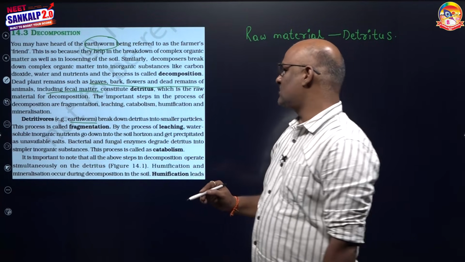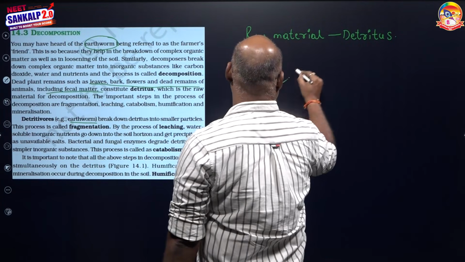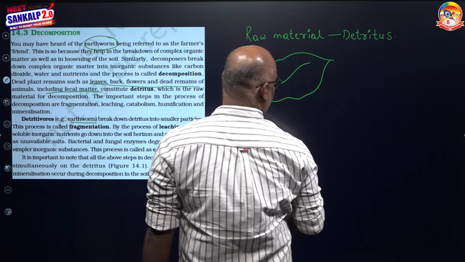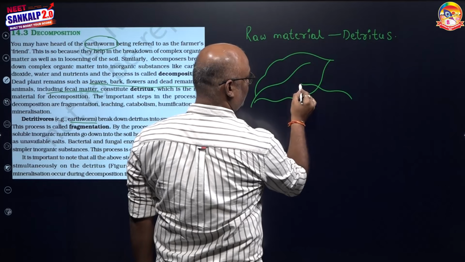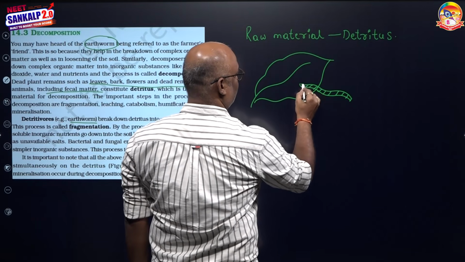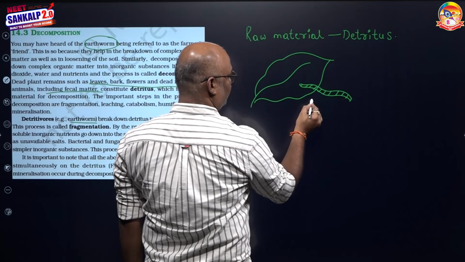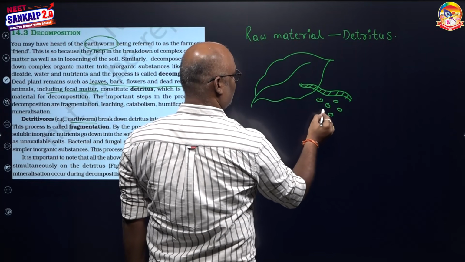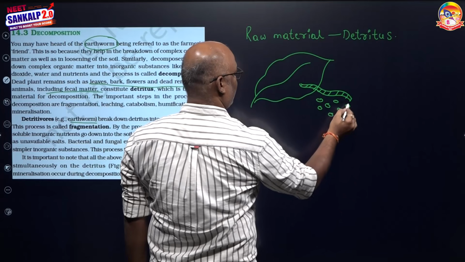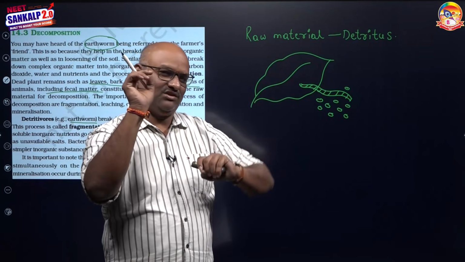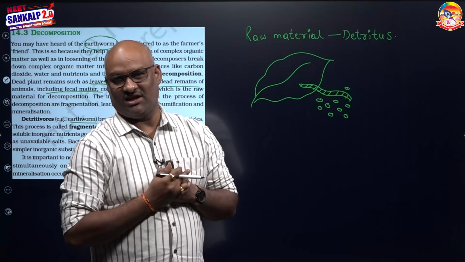Now what happens to the detritus? For example, if there is a fallen leaf, the earthworm, the segmented worm, feeding on this fallen leaf will break the leaf into smaller pieces, which is called fragmentation. What is meant by fragmentation? Breaking down of detritus into smaller pieces is called fragmentation.